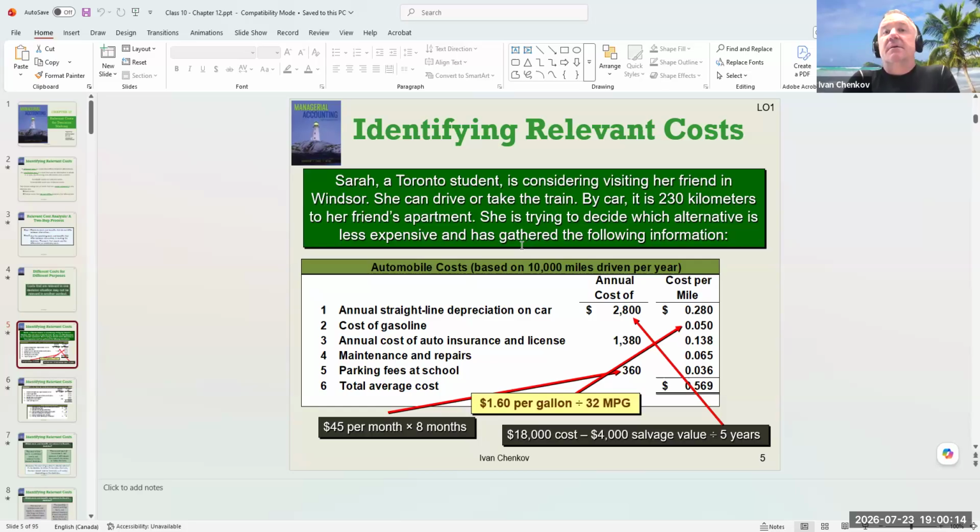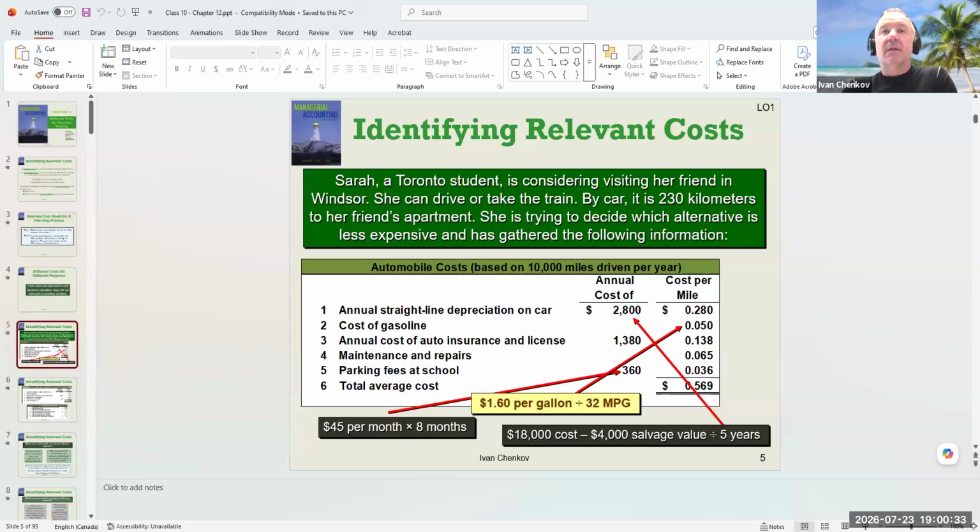Then the question is, is the depreciation a relevant cost or not? If we come up with the decision that no, it's not a relevant cost, then we take it out from our calculation. Make sense? So that's the general idea with relevant cost and irrelevant cost.